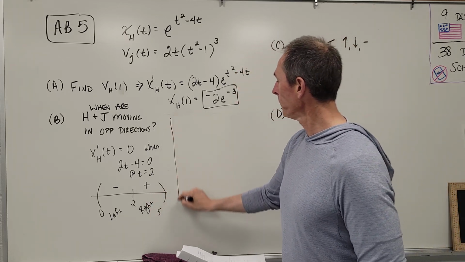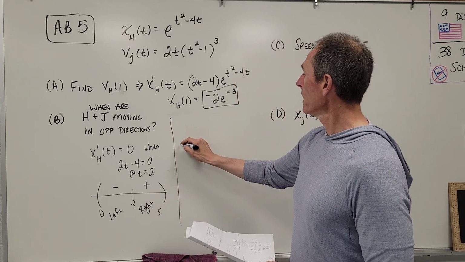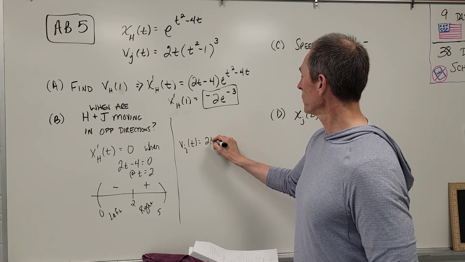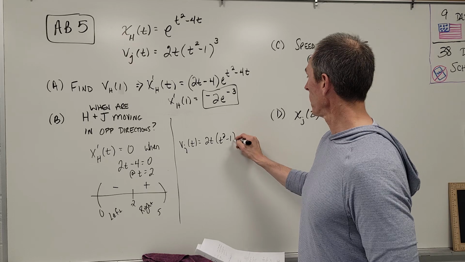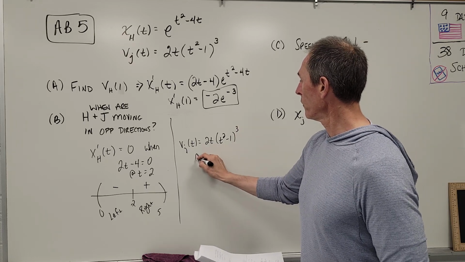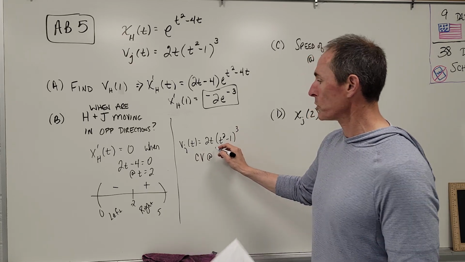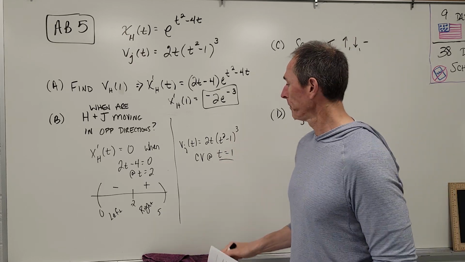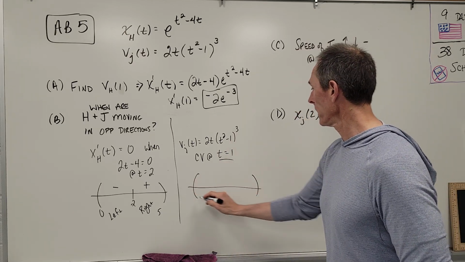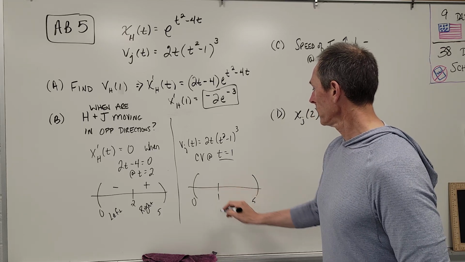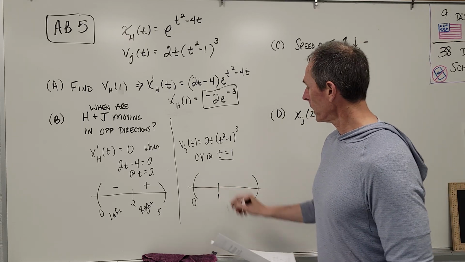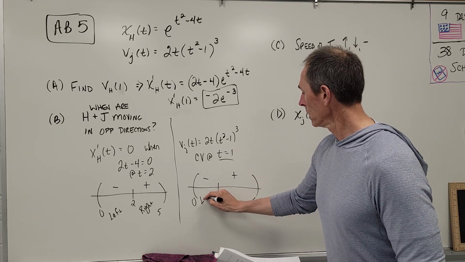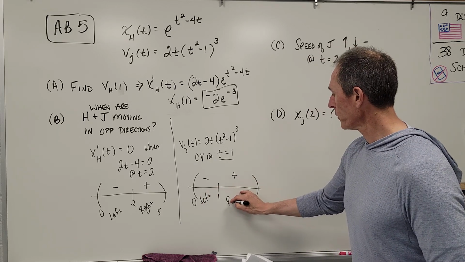Now, meanwhile, remember we have the velocity of function J, 2t times t squared minus 1, cubed. And again, critical values here are possibly at 0, which we don't have to worry about, and then plus or minus 1, so we really only have to look at 1. Let's do the same thing here, 0 to 5, t equals 1. And here, again, negative, positive. So the particle is moving left, then moving right.